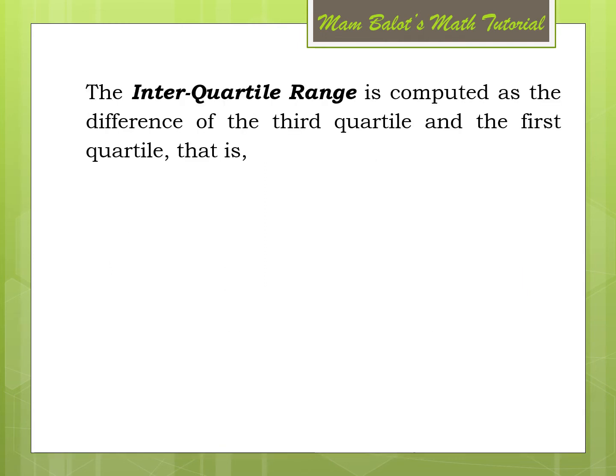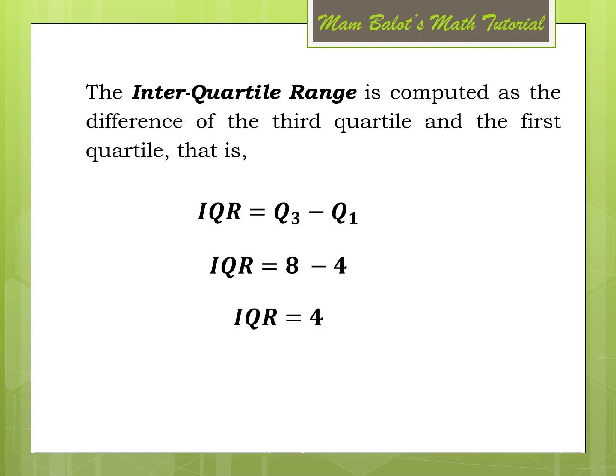Now we have to compute the interquartile range. This is computed as the difference of the third quartile and the first quartile. So IQR, the interquartile range, is equal to Q sub 3 minus Q sub 1. We substitute the values of our quartiles: Q sub 3 is 8 minus Q sub 1, which is 4. So our IQR is equal to 4.